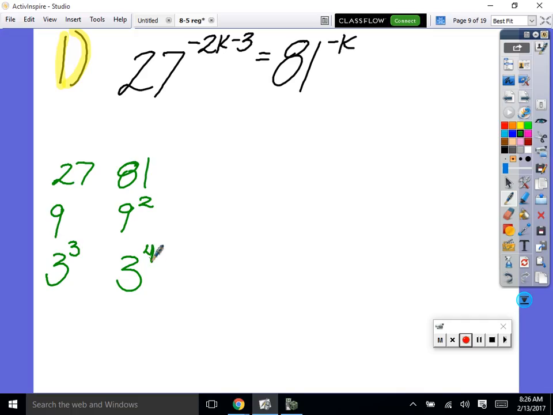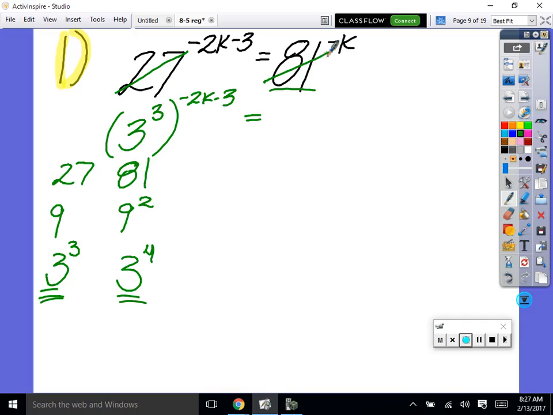So do you see how we can literally take 27 and rewrite it as 3 to the third power? And we can rewrite 81 as 3 to the 4th. So now they're both in terms of the same base. So this is what we really have. Instead of 27, we have 3 to the 3rd power. So we have 3 to the 3rd, and then raised to the negative 2k minus 3, equals 81, which we're going to rewrite as 3 to the 4th power.